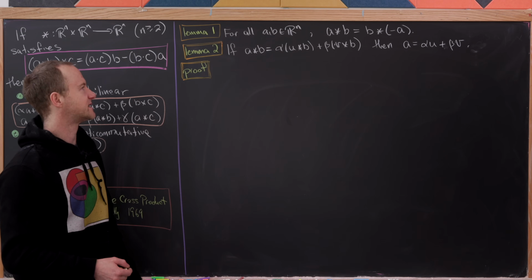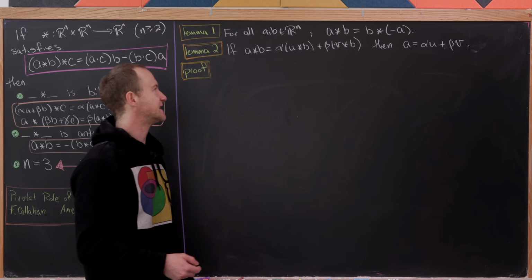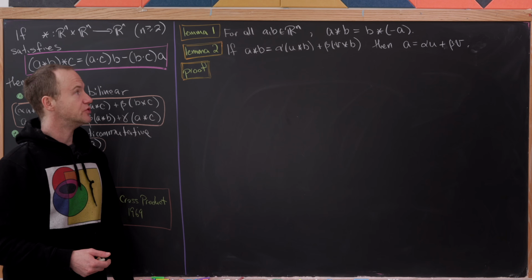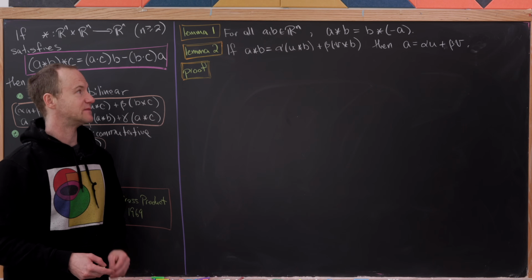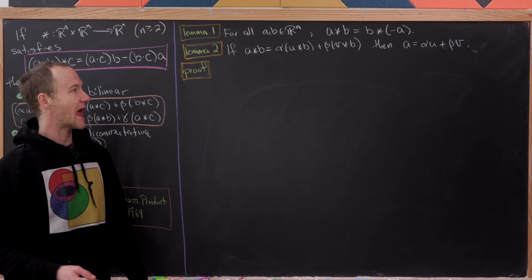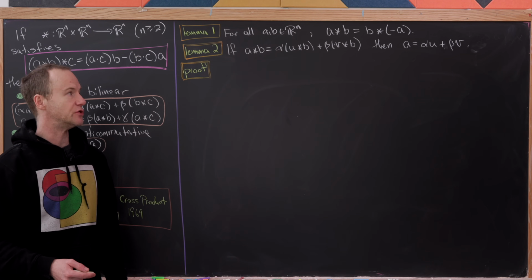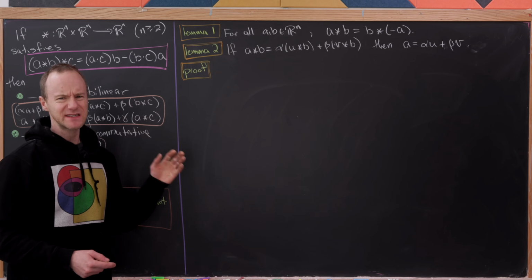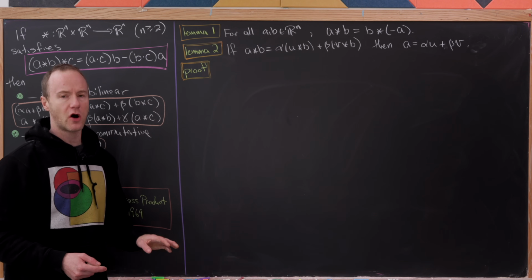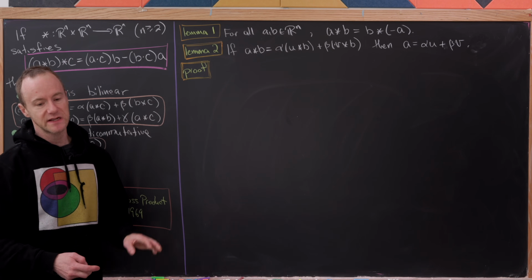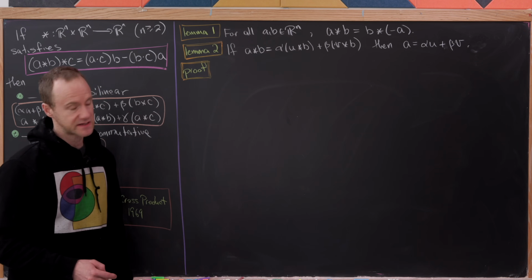Now moving on to our second lemma, let's suppose that A star B decomposes as alpha times U star B plus beta times V star B. And then if that occurs, then A is a linear combination of U and V. So it's alpha U plus beta V. This is a weird kind of thing here. It's almost like linearity in reverse. Okay, so let's see how we might prove this.